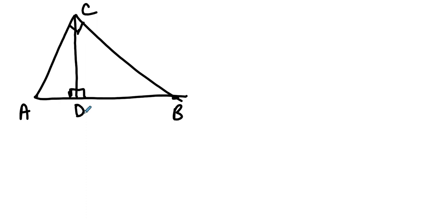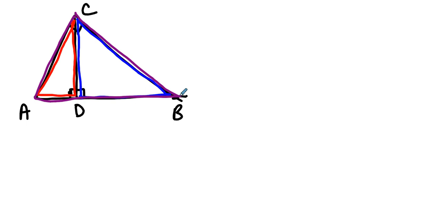And what I'm going to have us notice is that this red triangle ADC and this triangle BDC and the original triangle ABC, all of them are similar. All of them are similar. We know this because they all have a right angle and they all have the same acute angles. Red and purple share this, blue and purple share this, so red and blue have to share those angles. So we have three similar triangles.